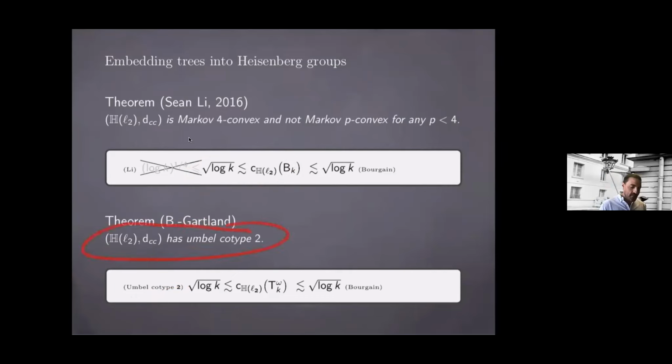Actually, we can do something. So this is just one example. The most general result is that if you take the Heisenberg group over a Banach space with property beta p, so you can make sense of that, then this Heisenberg group has Umbel cotype p. So this is just one particular case of a much more general result. And I think my time is up, so I'll stop, and I'll be happy to take any questions.